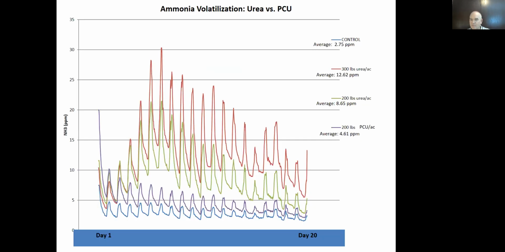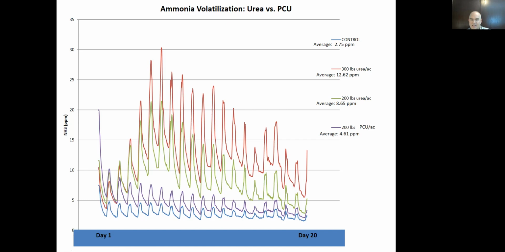Here's some data that we did. This is some of our data. And what I'm looking at here is ammonia volatilization. So this is gas loss that goes into the atmosphere. It's a waste. It's an environmental problem. Every one of these spikes is a day. So you're looking at about 20 days over the course of this trial.